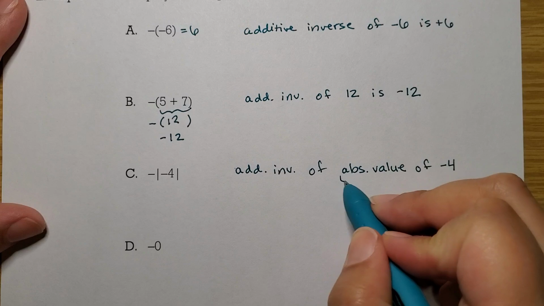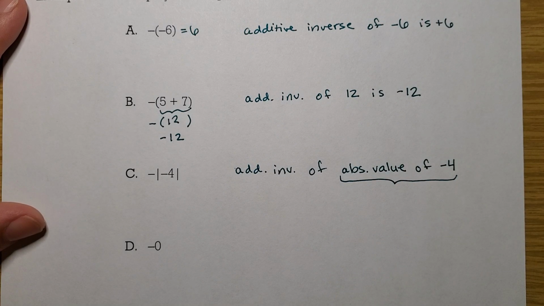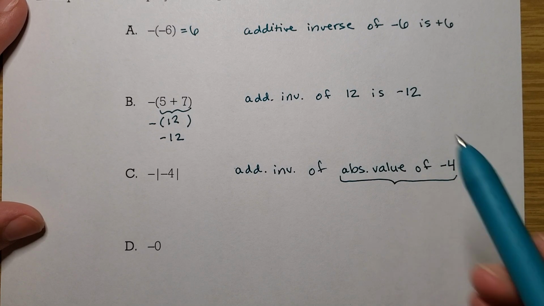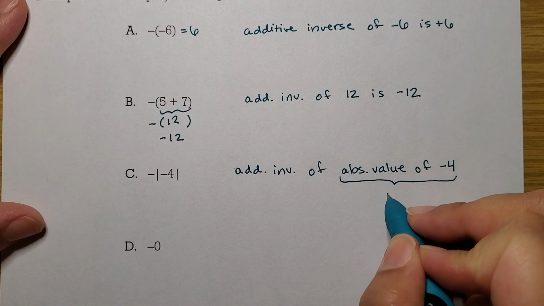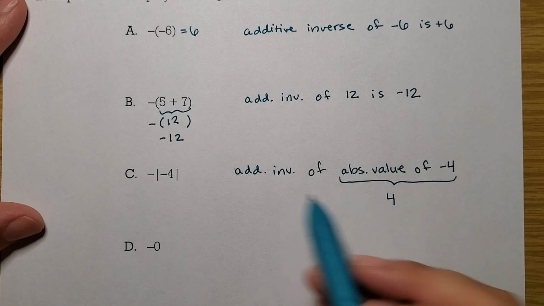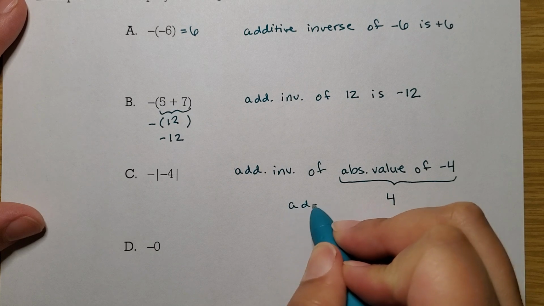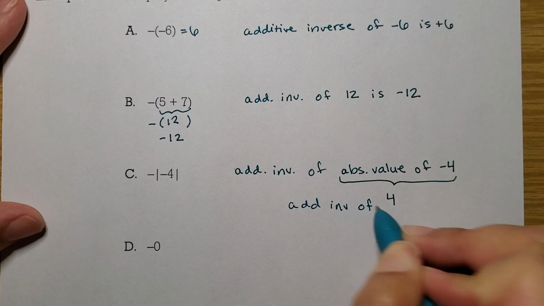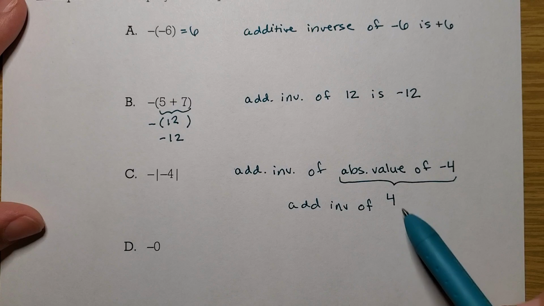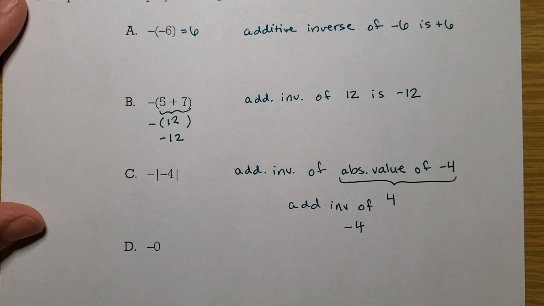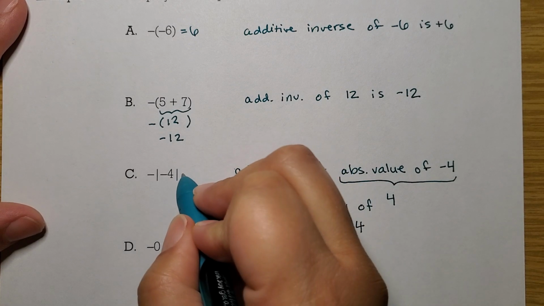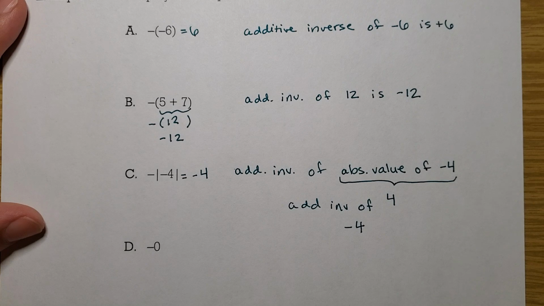So let's look at this piece here, the absolute value of -4. What did absolute value do to a number? The absolute value is going to take a number and make it positive. So the absolute value of -4 is +4. Bringing this down, we want the additive inverse of +4. So what's the opposite of a +4? Well, it's a -4. So the additive inverse of the absolute value of -4 is -4.